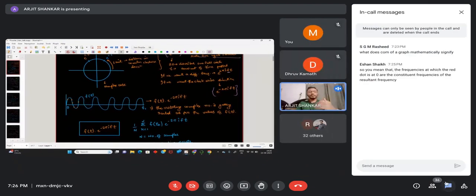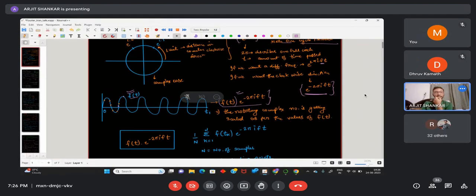Now you can see that if we have a particular number of samples, let's say n, and the function behind it is some f of t, and we multiply this f of t with the equation we just found, what does this signify? When the function f of t reaches its maxima, this term will also reach the maxima. And when f of t reaches 0, this whole term will also become 0. So it simply means that the rotating complex number is getting scaled as per the values of f of t.